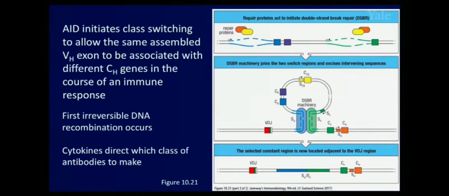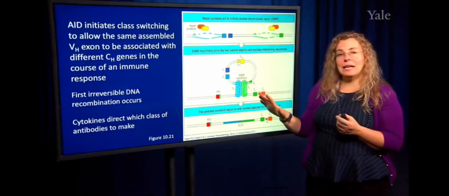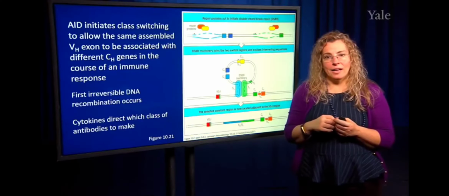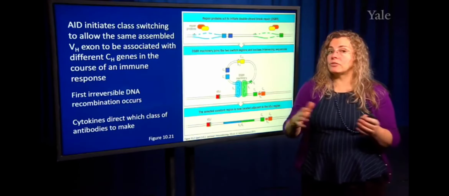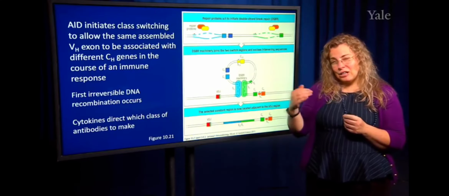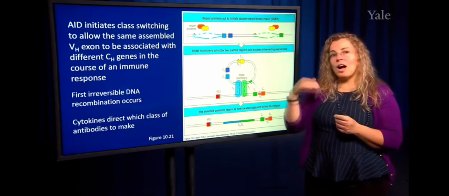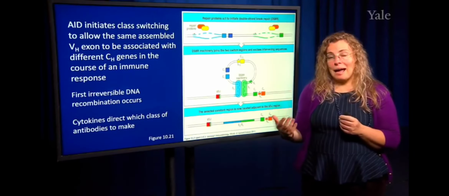Now, this is an irreversible DNA recombination event. So once a cell has isotype or class switched, for instance, to IgE, it can never go back and make IgG because those genes are lost from the genome. It could potentially, though, go on in another round, perhaps, to make an IgA because that gene is still there.